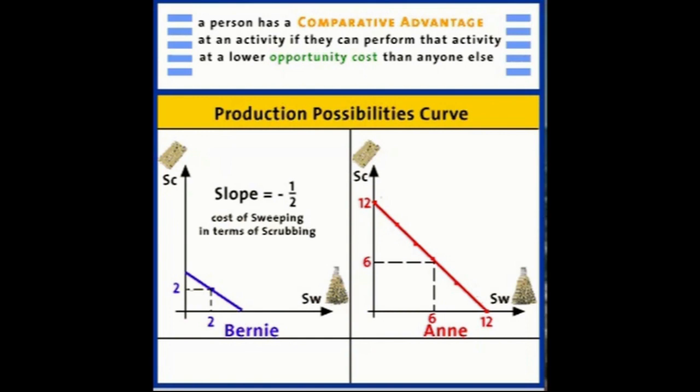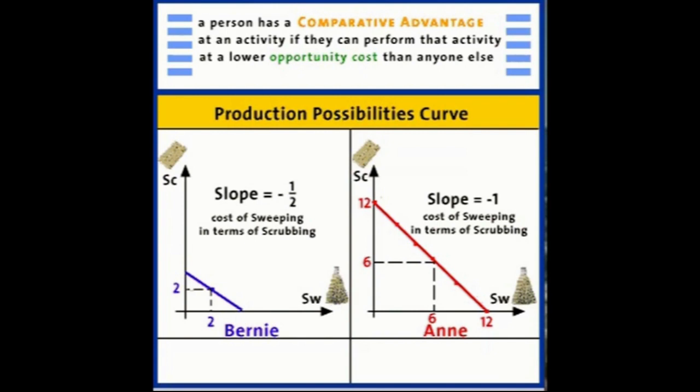Because sweeping is less expensive for Bernie, we had Bernie specialize in sweeping services. And we showed that we could get a large increase in total output if we had Bernie completely specialize in sweeping. So here's what we're going to have Bernie do. Rather than staying at sweeping 2 rooms and scrubbing 2 rooms, let's have Bernie completely specialize in sweeping, the task in which Bernie has a comparative advantage.